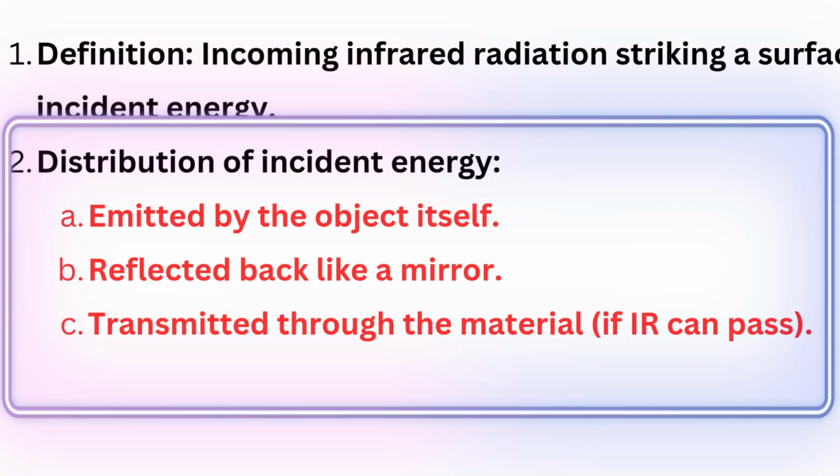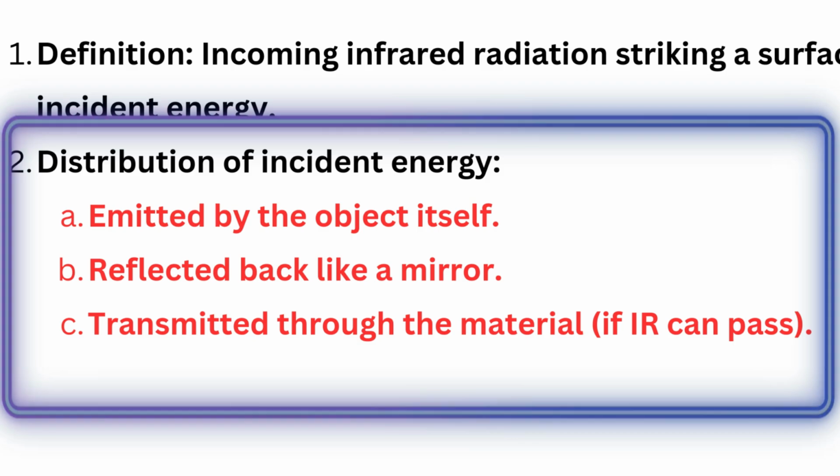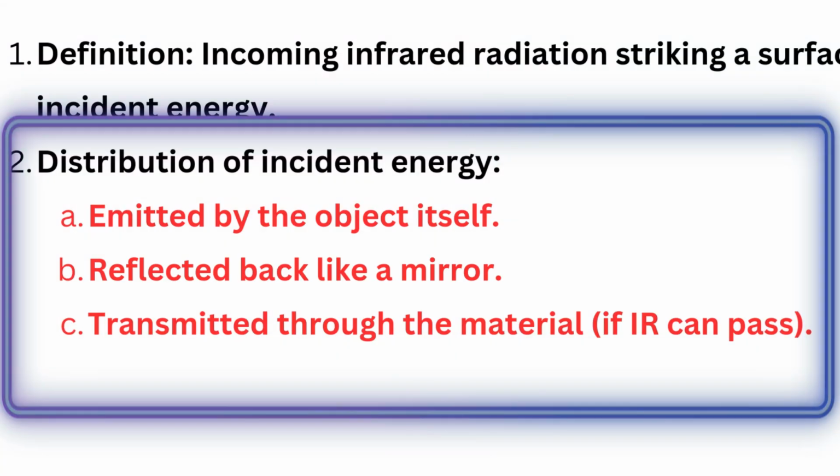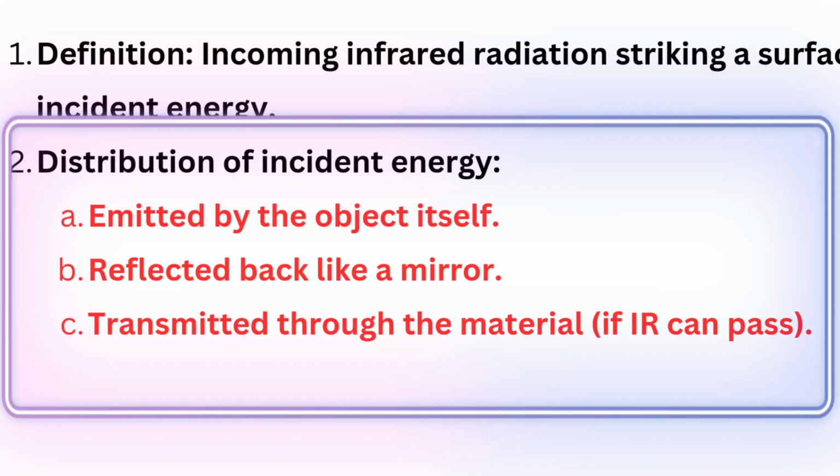Let's say light is falling on an object. Some of the energy will be emitted by the object itself, or absorbed by the object, or some will be reflected back like a mirror, and some will be transmitted through the material. If the material allows the infrared radiation, the IR waves, to pass, some of the energy will be transmitted through the material. So we will now discuss these 3 factors one by one.